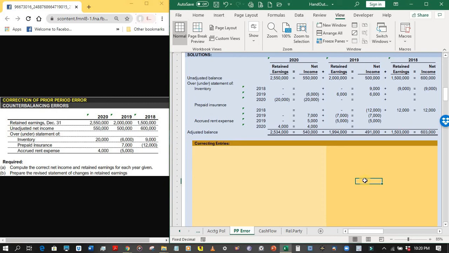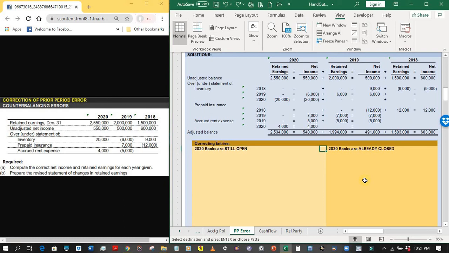And now, let us prepare the correcting journal entries. And again, similar to the assumptions that we made in the first problem, we are going to prepare the correcting journal entries based on two assumptions. The first assumption is when the 2020 books are still open or the 2020 books are already closed.